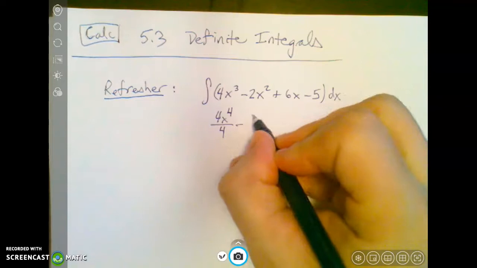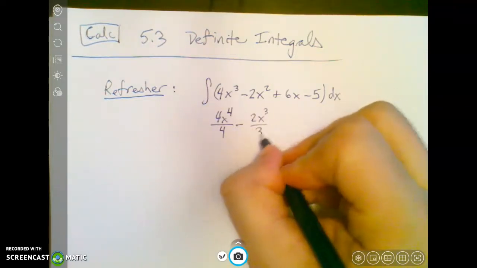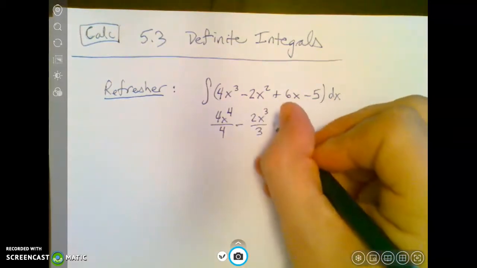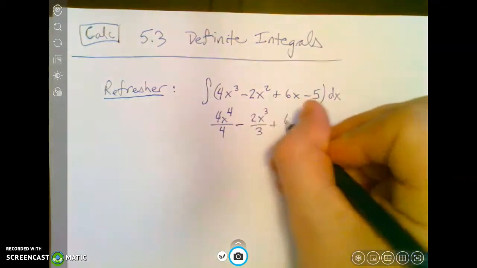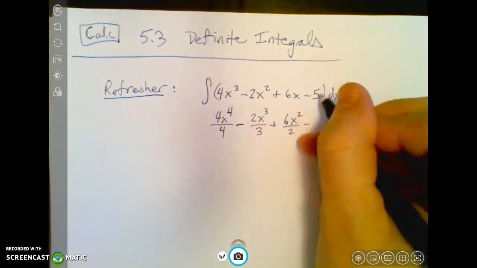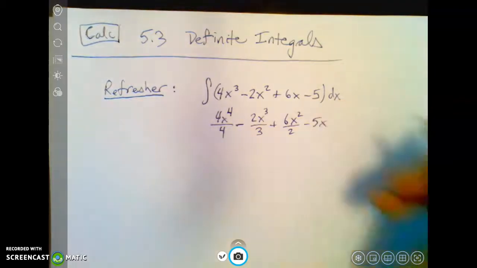So minus, it was 2x squared, so now it's 2x to the third over 3. It's important you raise the exponent up first before dividing by the new exponent. It's the opposite of what you do in derivatives. And then 6x squared over 2. And then just remember, if you don't see an x, it's x to the 0. So when I raise it up 1, I got 5x.